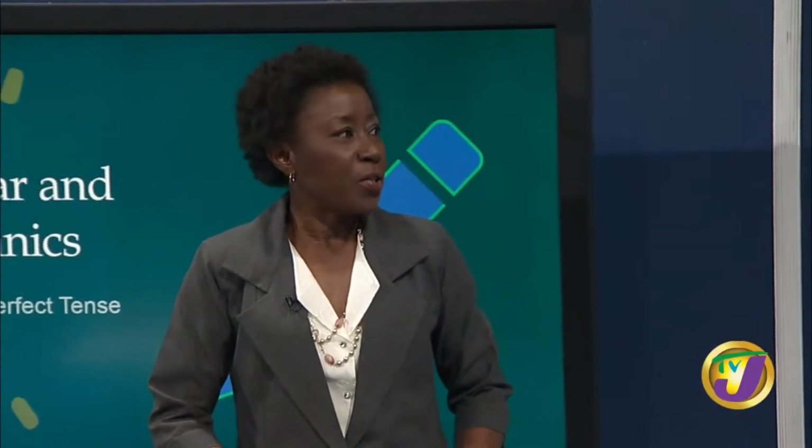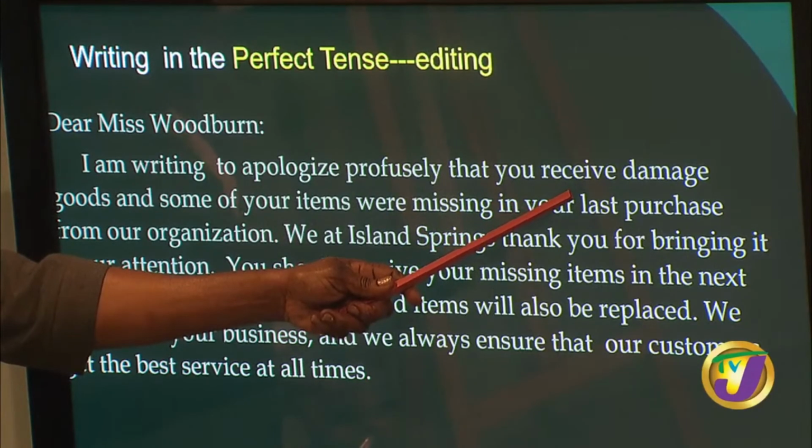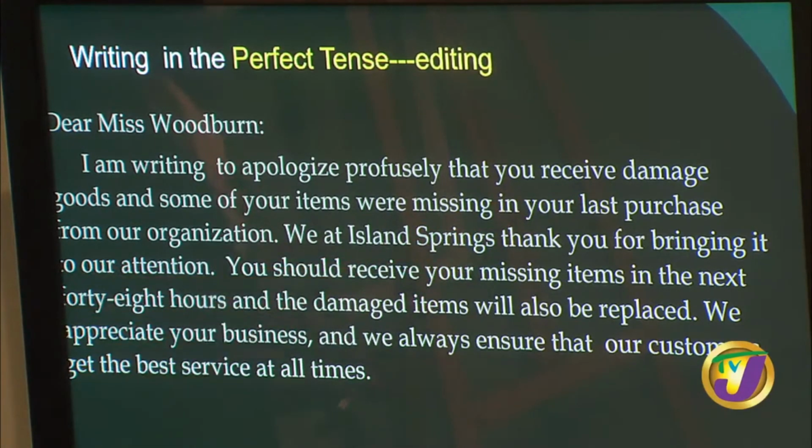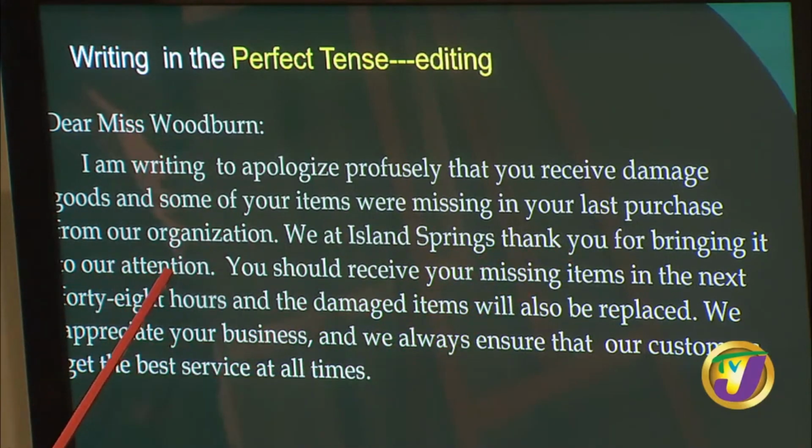Now, let us look at this to see all that we have learned. How can we pull on our learning for this one? I am writing to apologize profusely that you have received, right now, have received damaged goods. And some of your items were missing in your last purchase from our organization. We at Island Springs thank you for bringing it to our attention.